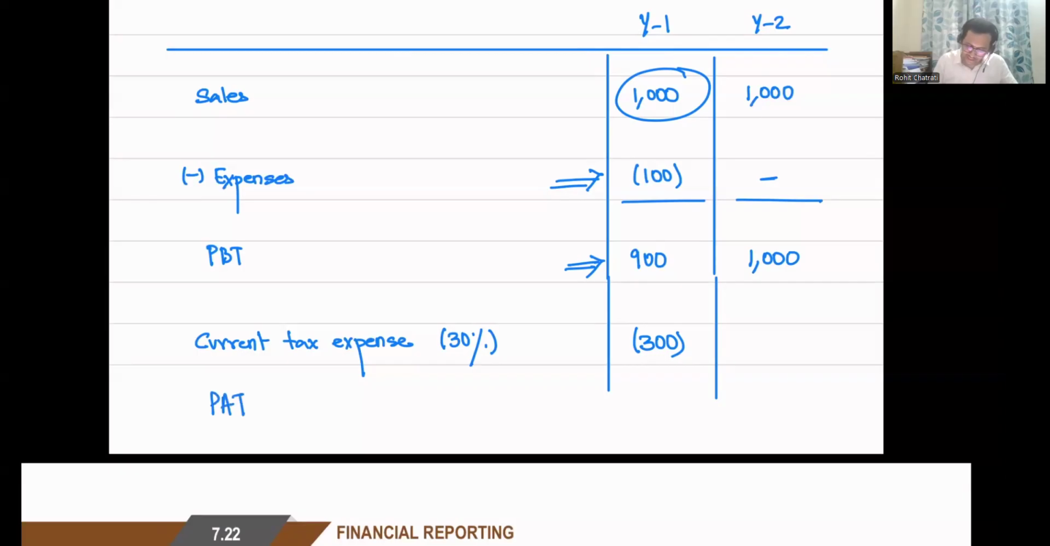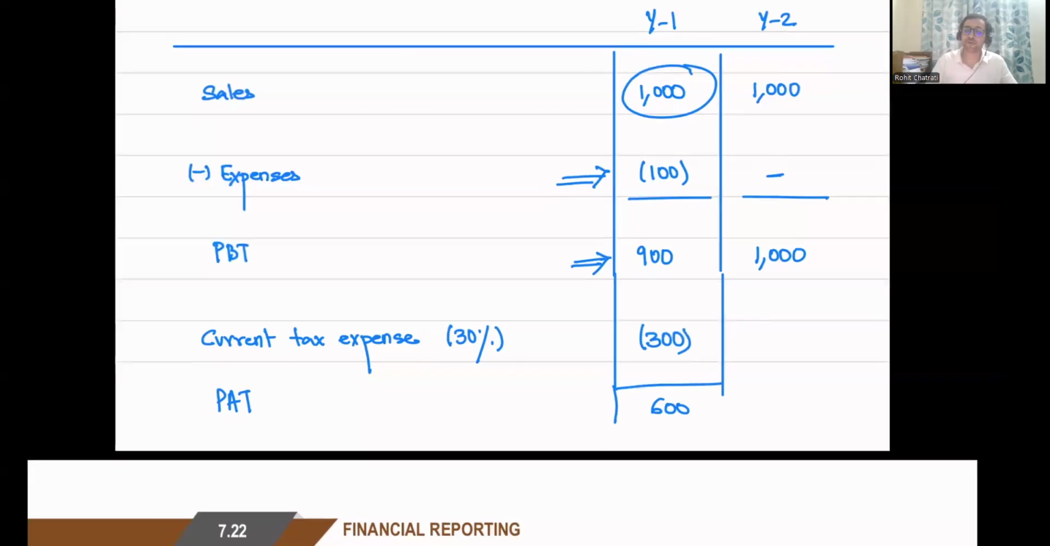My profit after tax is going to be equal to 900 less 300, which is equal to 600. Now, for year two, although in my books of accounts I have recorded a profit of 1,000, for tax purposes my taxable income will actually be 900. Why is it going to be 900? Reason being, the 100 rupees that I actually recorded as an expense in year one is deductible in year two. So my taxable income is actually going to be equal to 900.